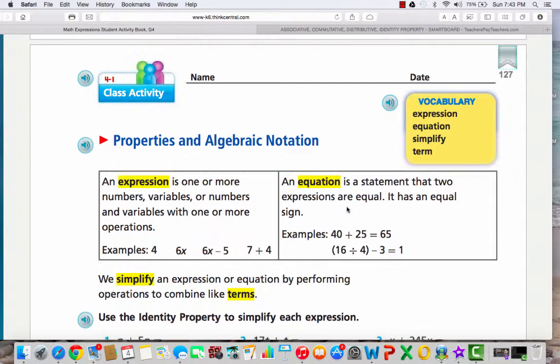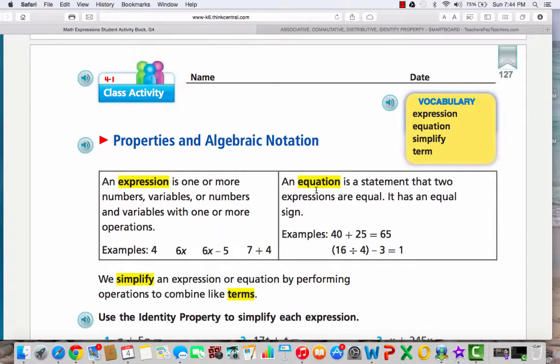An equation is a statement that two expressions are equal. So that means this equal sign, whatever is on the left-hand side should be equal to whatever is on the right-hand side. That's why the equal sign is in the middle. So 40 plus 25 is going to equal 65. And if you look at the second example, 16 divided by 4 is 4, correct? And if you have 4 minus 3, you get 1, and 1 would equal 1. So an equation means that you are looking at both sides of the equal sign and making sure that they are equal.